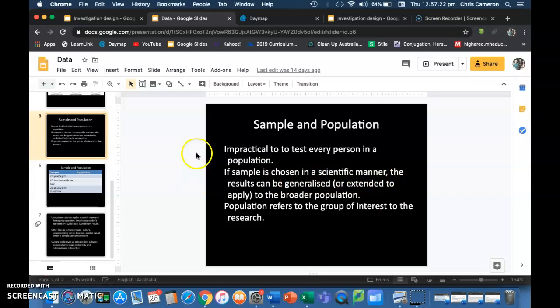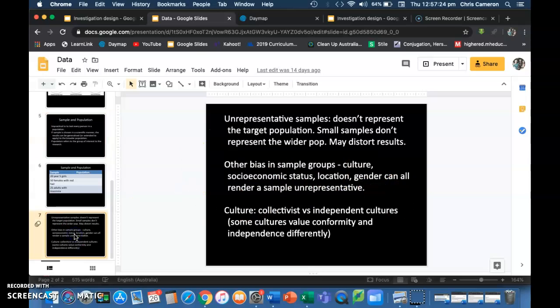So that's some of the language there. Now if we go over to here, here's some language. These are in the PowerPoints, in the slides, so you can have a look at them at any time. Unrepresentative samples, they don't represent the target population. Small samples can't represent the wider population and may distort the results. Now bias is when you might have a particular leaning that's going to skew your results away from actually giving you a clear answer.